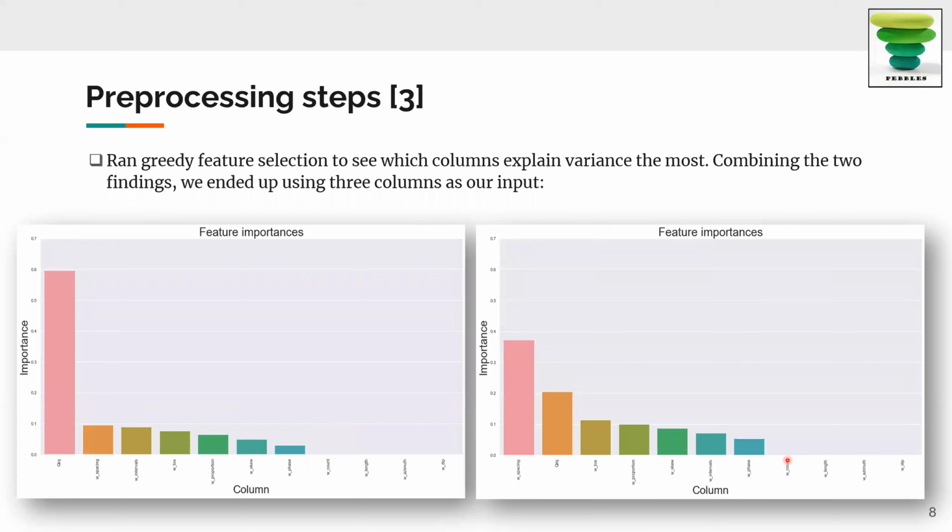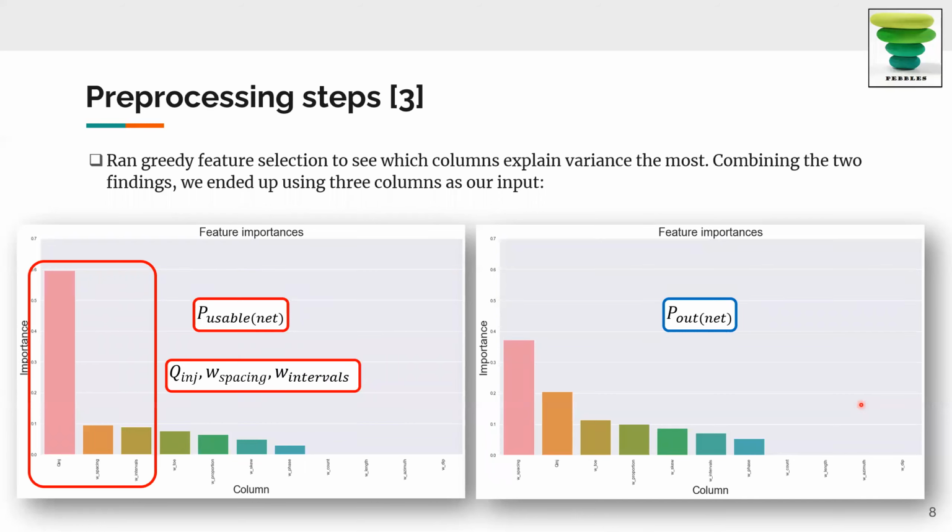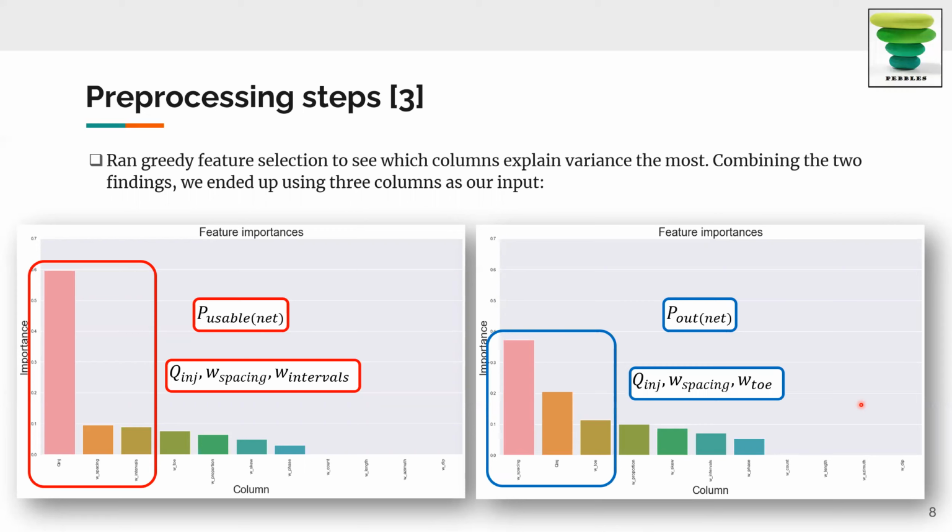Next, we applied what's called a greedy feature selection while keeping in mind the information learned from the PPS analysis. Again, it was done for P usable net and P out net. And that helped us to determine the main three features or columns that have the highest contribution, importance, or the lowest linearity, as we can see outlined for both cases.